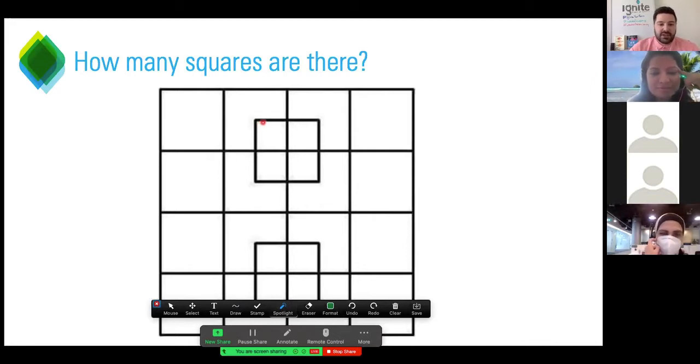If we start with the smallest squares first, which I went into one of the breakouts, and sorry, I can't remember who said it now. Always start with the smallest.